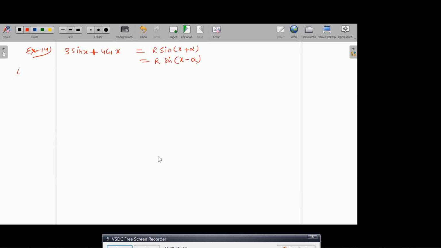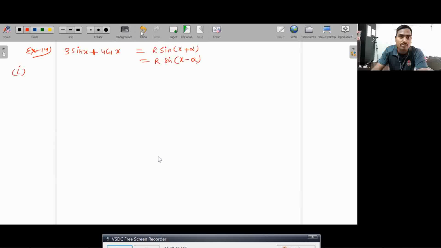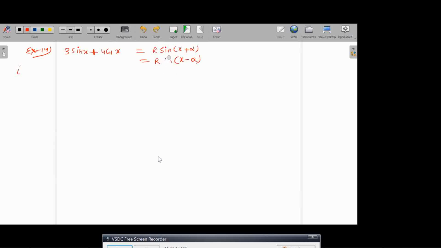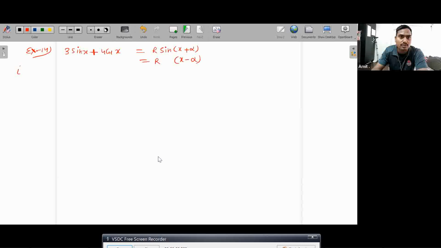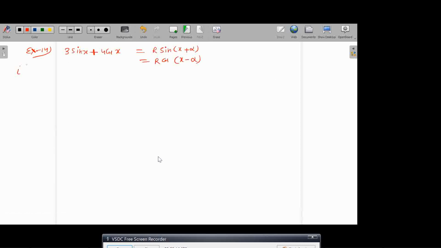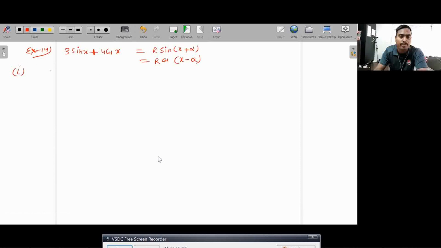But R sin(x minus alpha), how did you get that? That's R sin cos minus alpha. R cos(x minus alpha). Sorry, the second part I have mentioned wrong. It is your cos. Okay, so first part we will do.